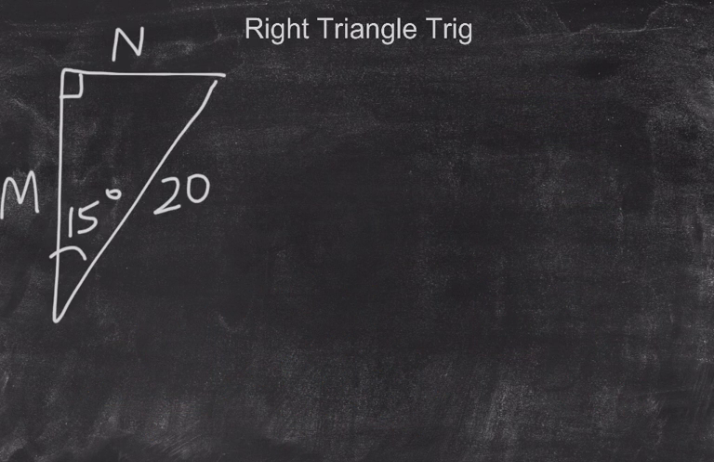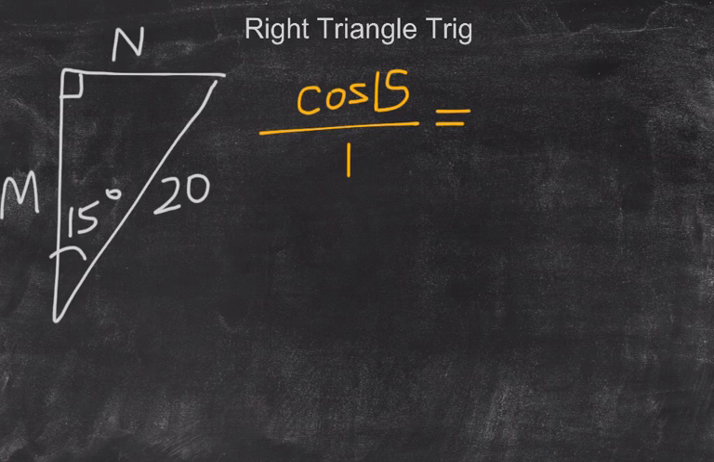So this first example has a hypotenuse length of 20 and an acute angle of 15 degrees. It is a right triangle, so we can use our trig tools. And we are looking for both the length of the adjacent leg, which is labeled M, and the length of the opposite leg, which is labeled N. So I'm going to start by setting up a cosine ratio. The cosine of 15 over 1 is equal to the adjacent leg, which is M, over the hypotenuse, which is 20. And I want to solve for M, so I need to multiply by 20 on both sides.